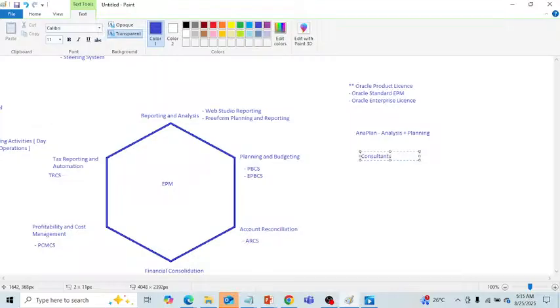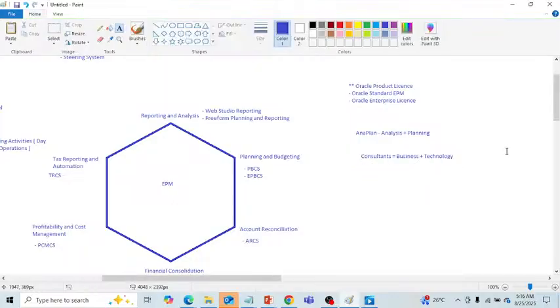Consultants equal business plus technology. This is how the consultant works.